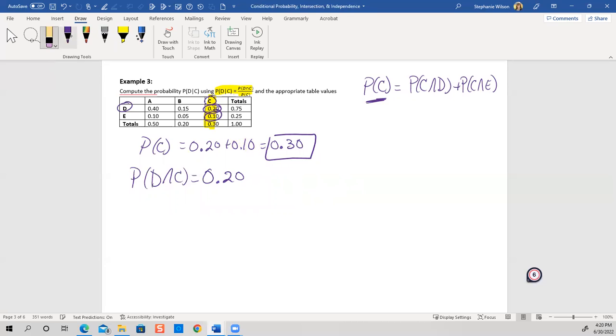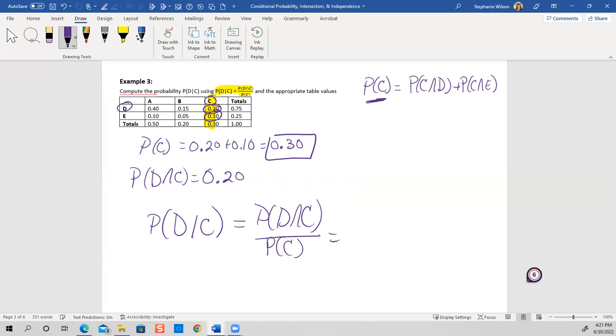Okay. Now, let's finish this up. We have the probability that we have this event going on where C came from it. We're going to have the probability of D intersects C divided by the probability of C. So I have 0.20 divided by 0.30. Round to the nearest hundredths, we get 0.67, and that is our probability.